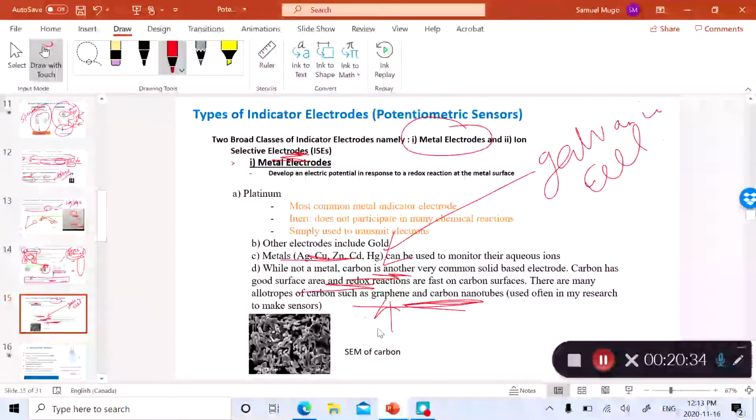Very, very conductive. I use it a lot in our research lab here. We also use a lot of carbon nanotubes as well. So remember, those types of electrodes are used a lot when you are making potentiometric sensors.